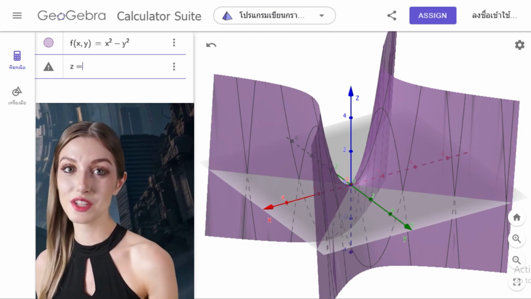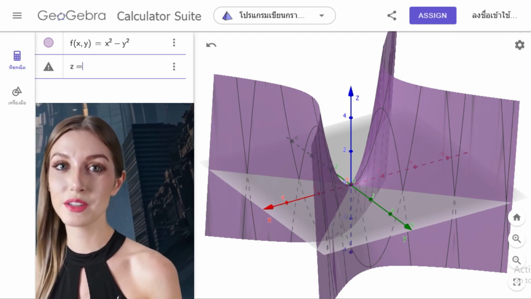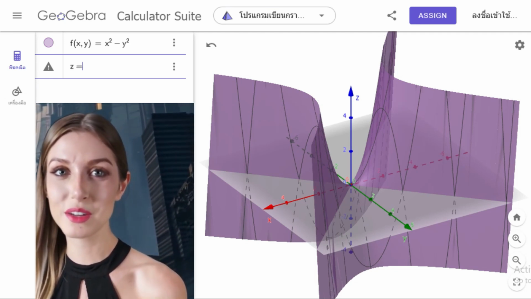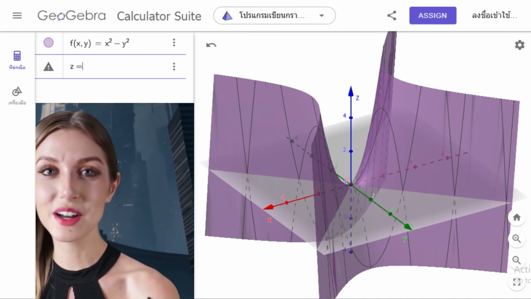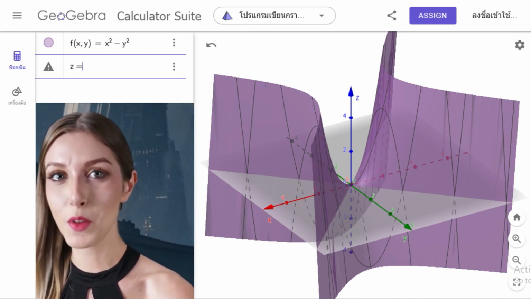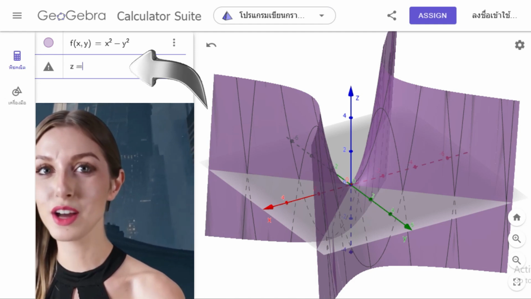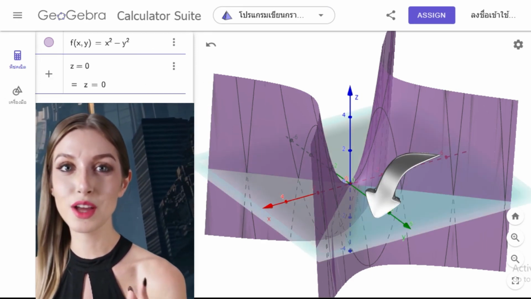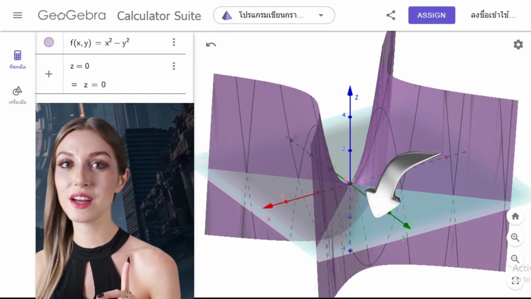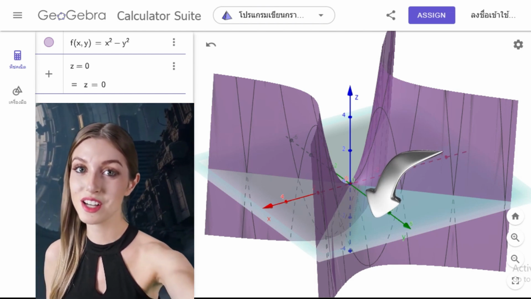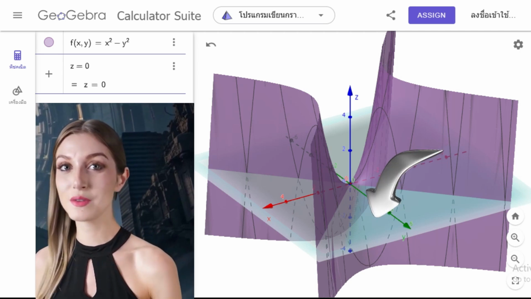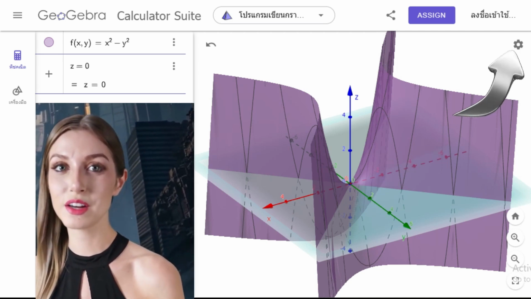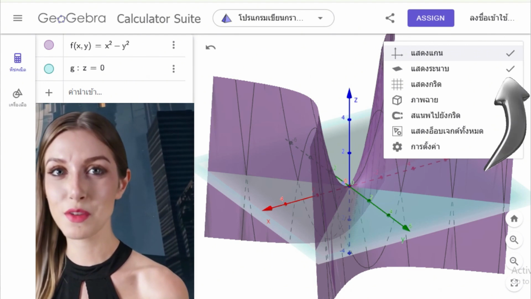We have seen the projections on the planes x and y equal to 0 or a constant. Now let's see what the projection would look like if we create the plane z equals 0. Write the equation z equals 0 in the input box. The plane z equals 0 appears, but it is the same plane as provided by GeoGebra. We'll hide one by clicking the gear button. Uncheck the show floor plane.